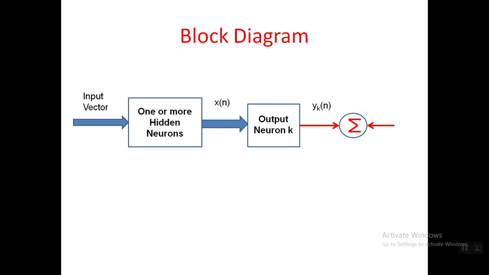Now what we need to do here is compare the output yk of n with the desired output dk of n, and it will produce an error ek of n. The ek of n is the difference between the desired response and the actual response. So the actual response is to be subtracted from the desired response: ek of n is equal to dk of n minus yk of n, and this will change the weights of output neuron k.